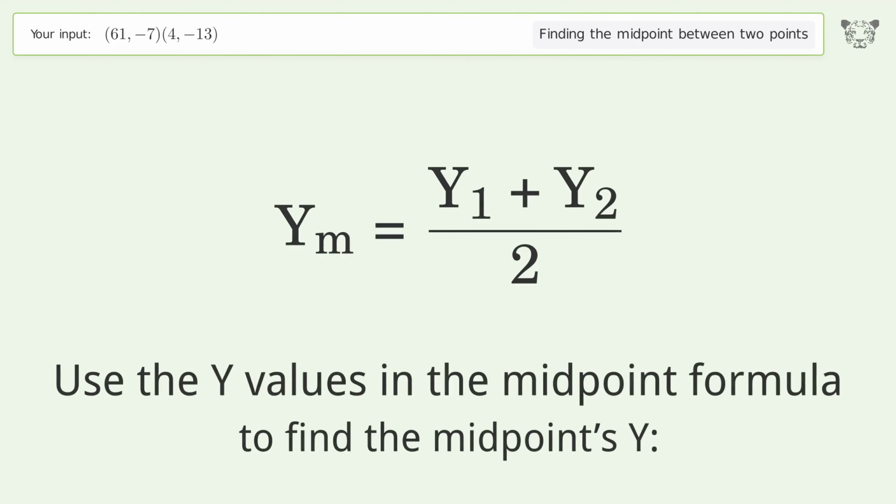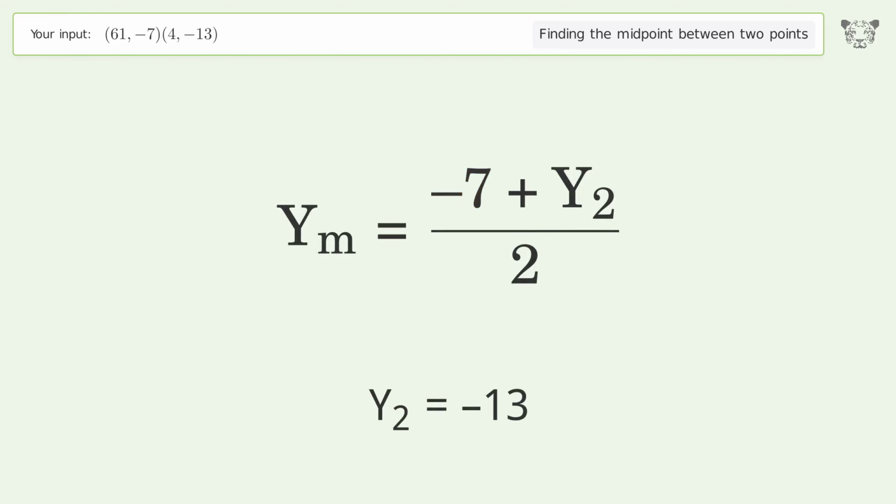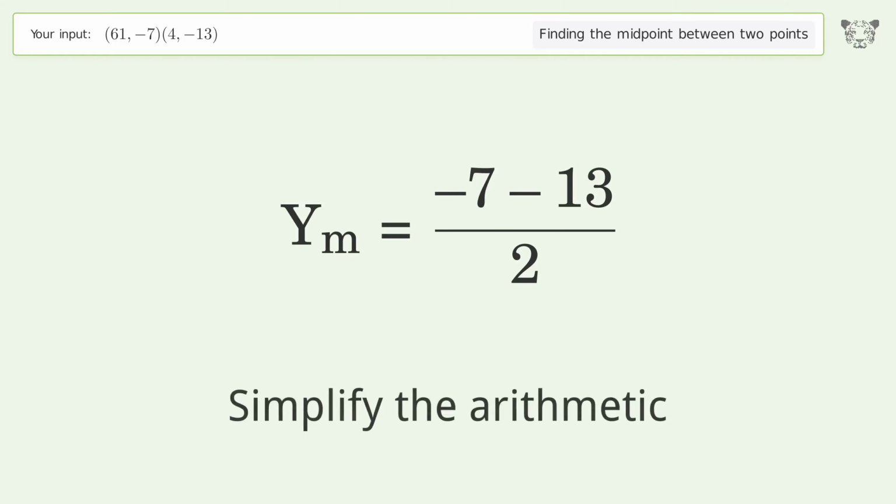Use the y values in the midpoint formula to find the midpoints y. y1 equals -7. y2 equals -13. Simplify the arithmetic.